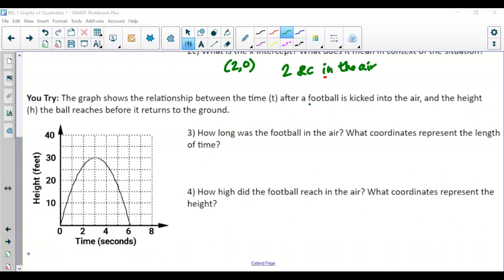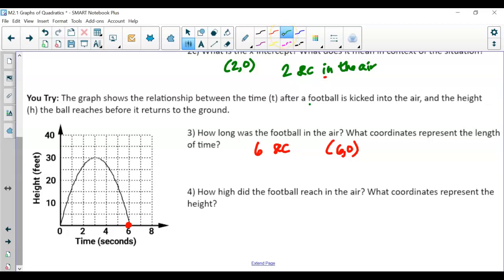And now let's see how you did. So for the first question, how long was the football in the air and what coordinates represent the length of time? Well, the football started here on the ground and then it took about 6 seconds. So the ball was in the air for 6 seconds. And what are the coordinates? The x-intercept, which is here at 6, 0.